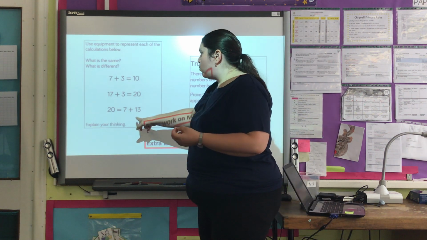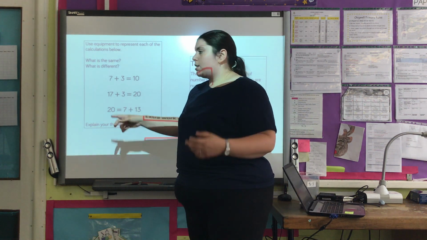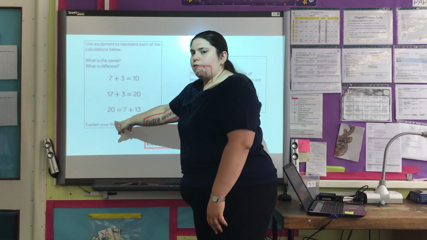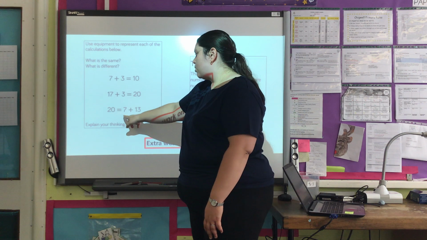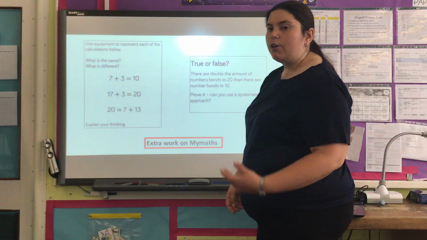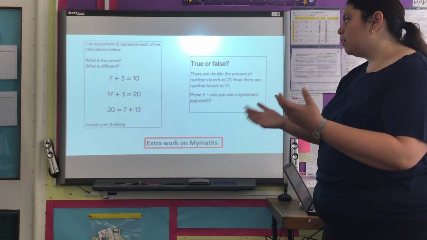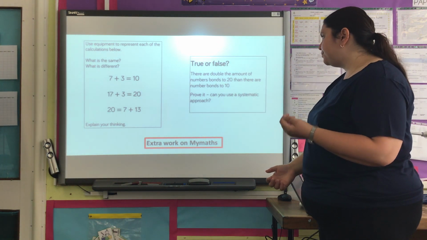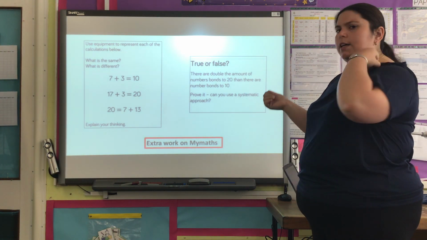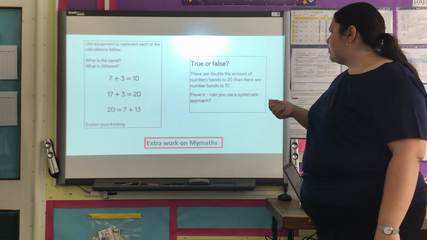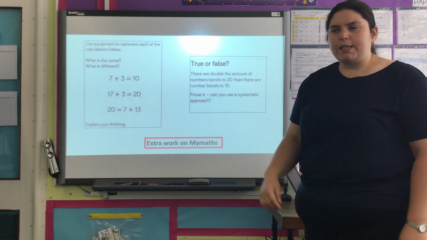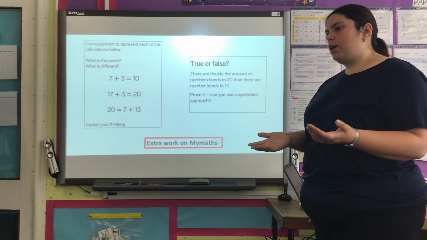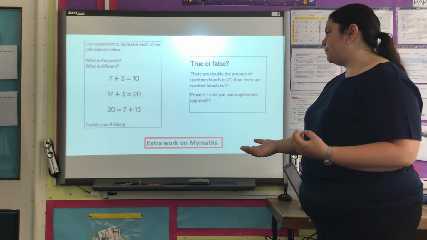And when you have a look at what is different, well this time instead of doing 17 plus 3 equals 20, they've started with 20 and done 20 equals and then the number sentence. So just try to remember the different ways that you can set out your number sentences. We've got true or false as well, and it's a bit of a longer one because you need to write down all your number bonds to 20 and all your number bonds to 10 and see which one has more number bonds. Is it 10 or is it 20?